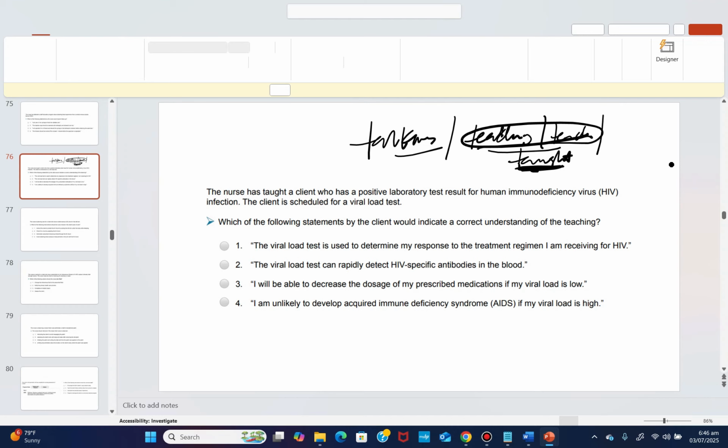Is the examiner asking for the correct answer? Is the examiner asking for the wrong answer? In this case, the examiner is saying which of the following statements by the client would indicate a correct understanding of the teaching. So the examiner is asking for the correct answer. Now I'm going to look for the correct answer related to the teaching done for a client who has a positive result for HIV. You see, it's clear. I don't need to read the answer key and go back to the question multiple times, which is what a lot of students do. When they read the body of the question and then the answer key and it's not clear, they still go back to the question again.